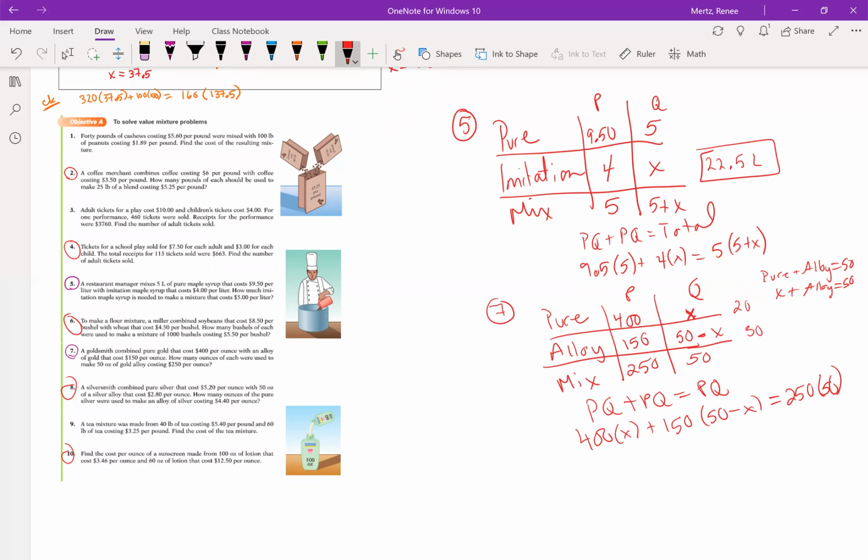All right, so hopefully that helped you. When you're doing number 4, this one is just a PQ plus PQ equals total money. It's not a mixture, so it's sort of misplaced. I'll make a note on the homework.